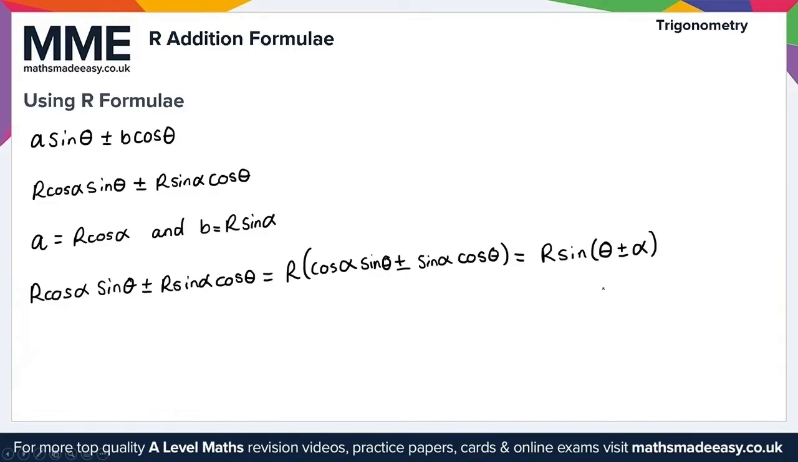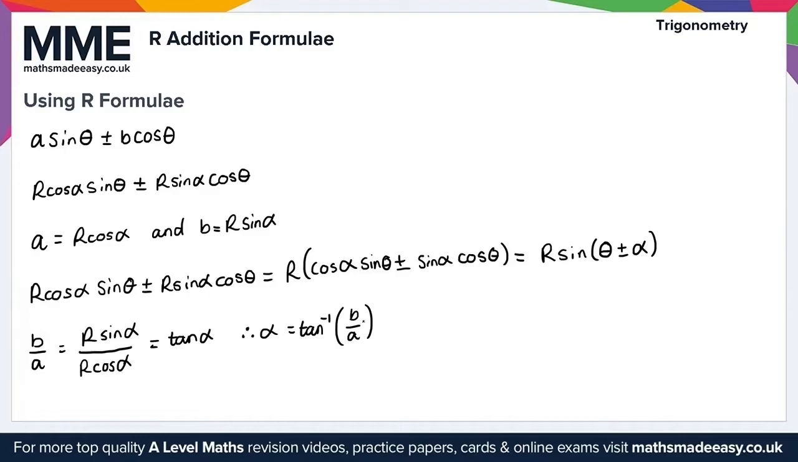Okay. And then we can find a value of alpha, or rather tan alpha, by finding B over A. And that would be equal here. So B over A would be equal to R sine alpha over R cos alpha, which would just be equal to tan alpha. So in that case, alpha is equal to tan inverse of B over A.